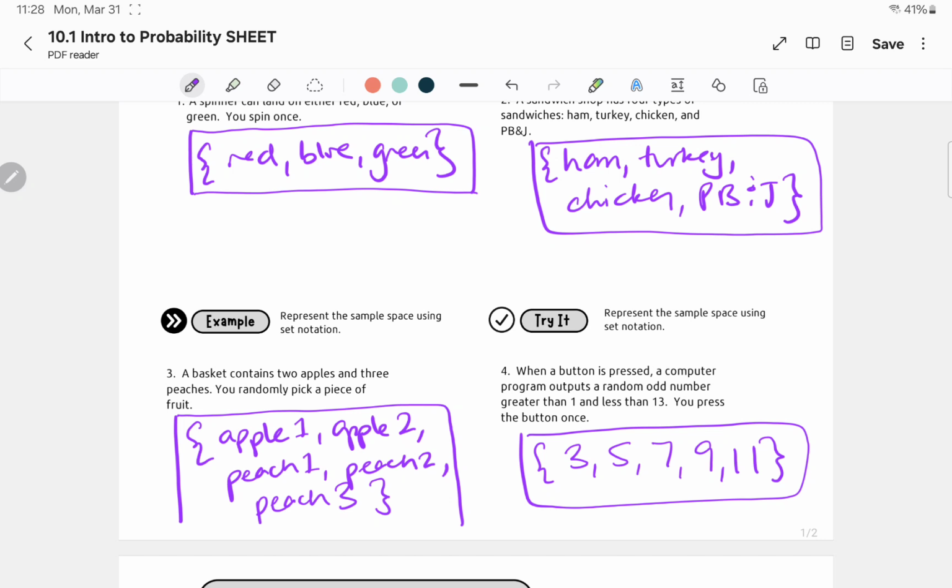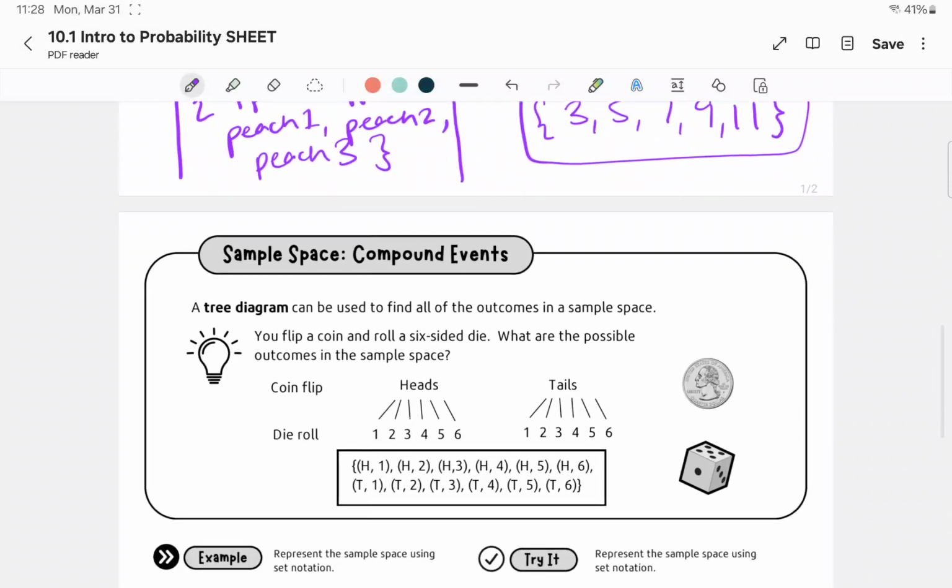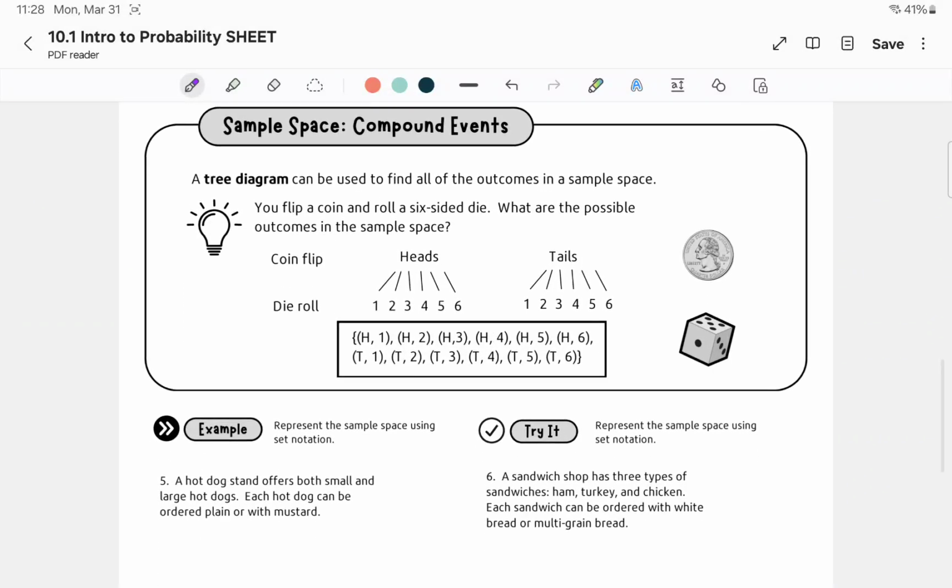So again, on this front page, they're all simple events, where just one thing is happening. Now for the back page, we're going to have compound events, meaning more than one thing is happening. When you have a compound event, you draw something called a tree diagram. Because I have 2 events happening, the outcomes or possibilities are multiplying, so you draw the branches coming out of each possibility.